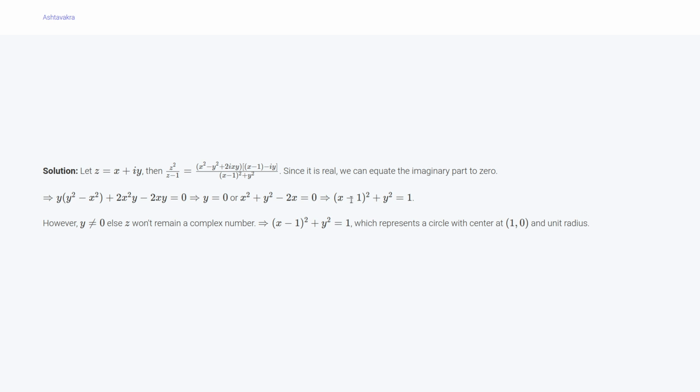So this gives us x minus 1 whole square plus y square is equal to 1. But y is not equal to 0, so this condition is not satisfied. Therefore, y is not equal to 0 because z won't remain a complex number if y is equal to 0. From here we have x minus 1 whole square plus y square is equal to 1, which represents the circle with center at 1, 0 with unit radius.